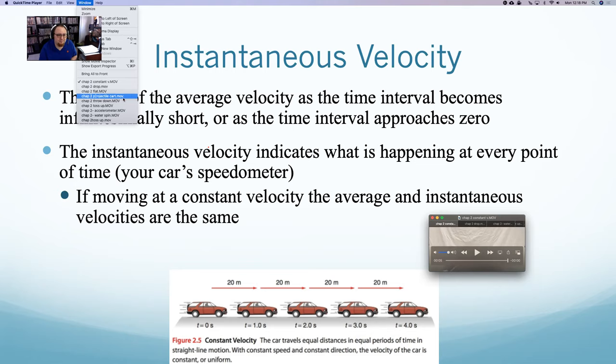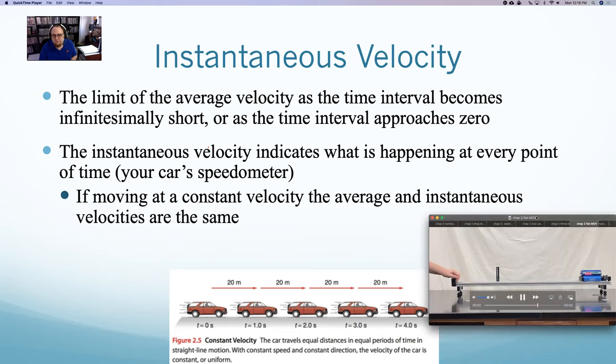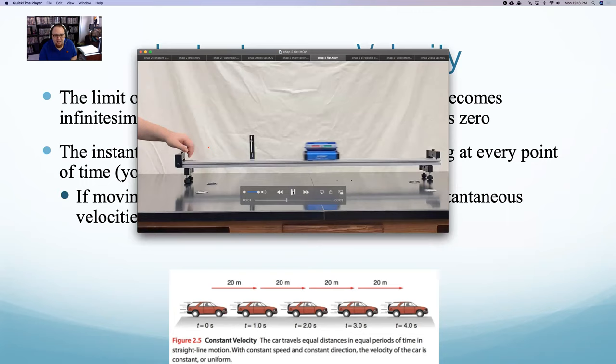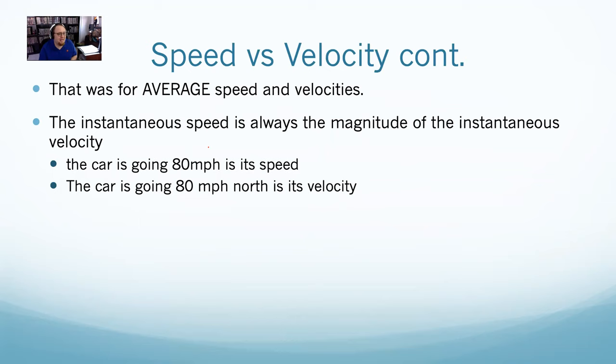This one? Nope, not that one. Flat? Oh, this will work. On this cart right now, I have something that measures change in velocity. I'll talk about it more in a second. And as it hits the edge, you can see all those lights lit up and changed. That's a change in velocity, which means your instantaneous and average will not be the same. And in fact, all the equations so far were for average speed and average velocity.